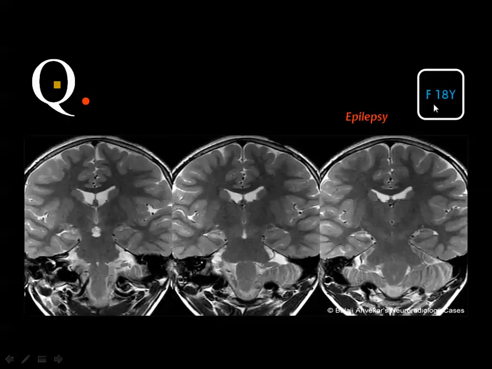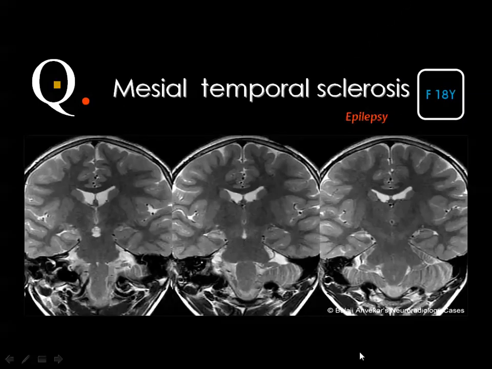Female, 18 years old with epilepsy. Which side? Right side. And these are coronal T2 weighted images showing abnormal signal in the right hippocampal area with relative loss of volume compared to the opposite side, diagnostic of mesial temporal sclerosis.